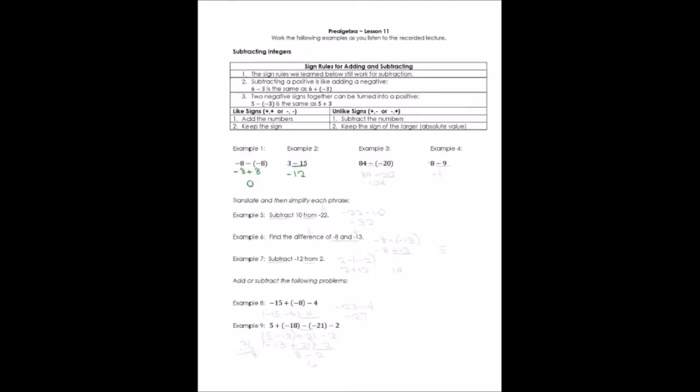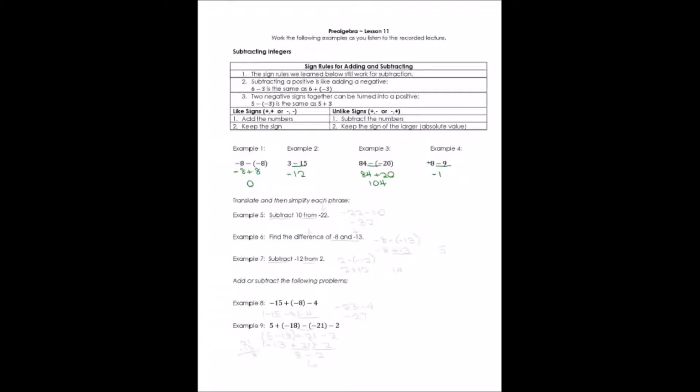For number 3, I'm going to fix these two negatives that are together. I'm going to say 84 plus 20. And of course, that makes it really easy. 84 plus 20 is 104. And example 4, I have 8 minus 9. Opposite signs, because this 8 really is a positive 8, right? So I say 8 minus 9. Really, I'm going to have to say 9 minus 8 gives me a 1. But I keep the negative sign because 9 has a greater absolute value than 8.